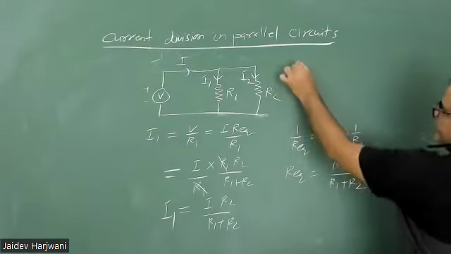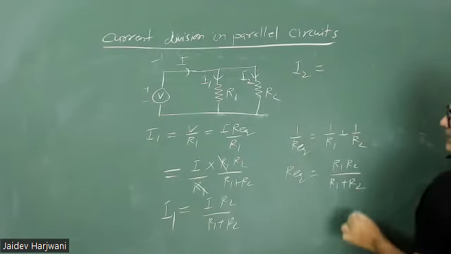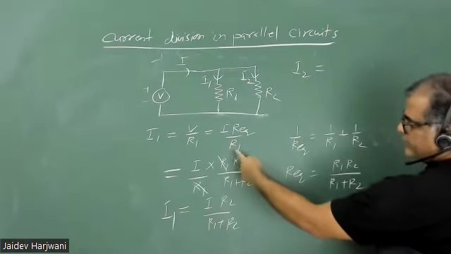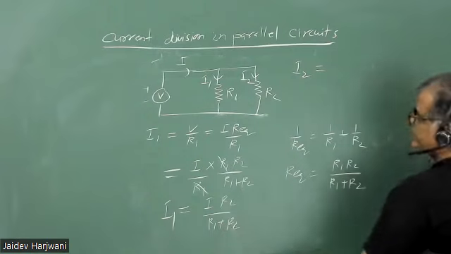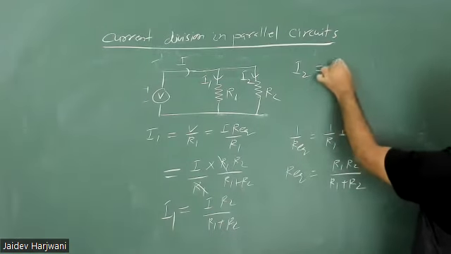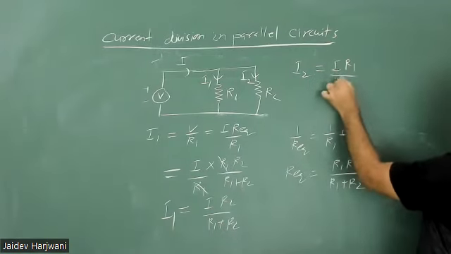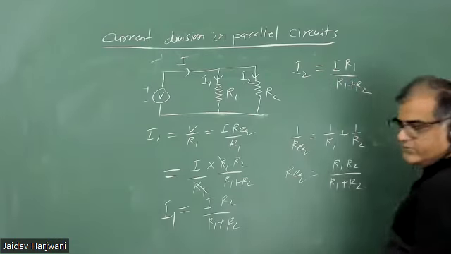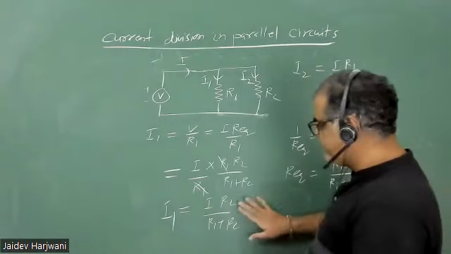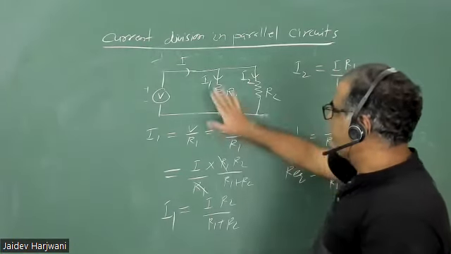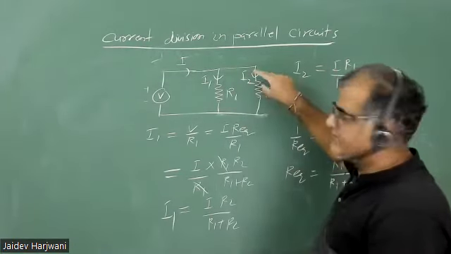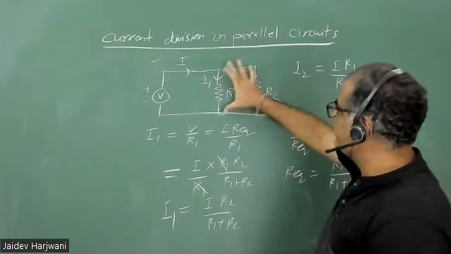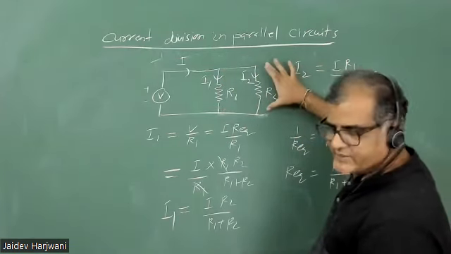Similarly, if I want I2, I can do it the same way. If I solve this one, it comes out as I times R1 over R1 plus R2. Now you have to get familiar with this. If there are two resistances in parallel, this is resistance 1, resistance 2, there can be more than two resistances also.